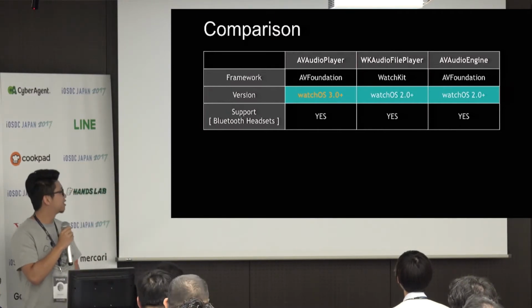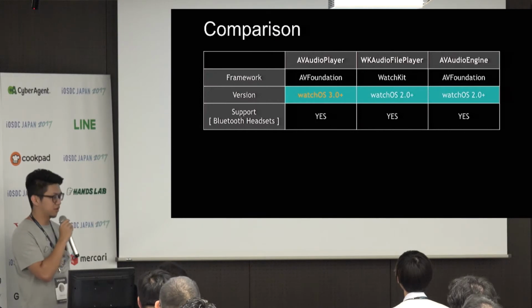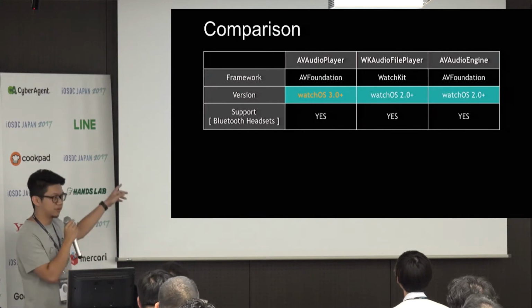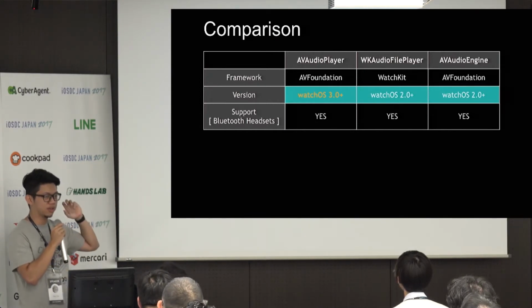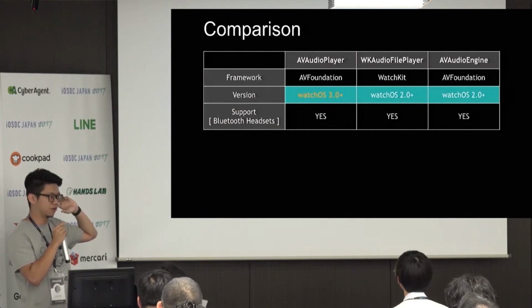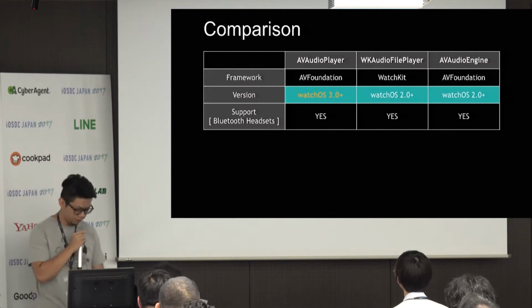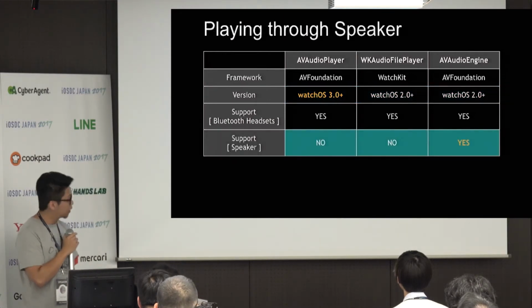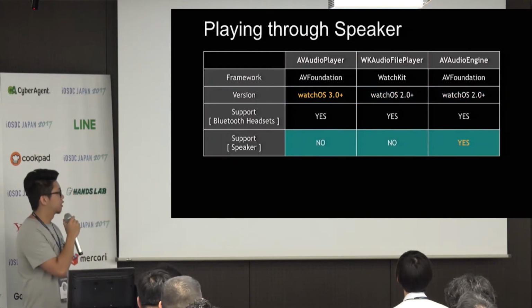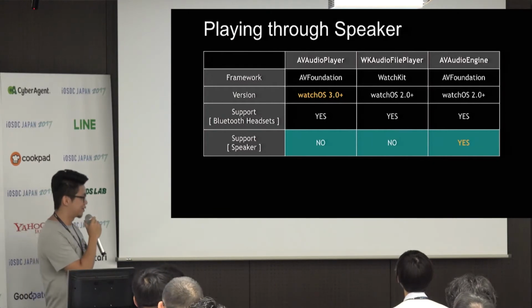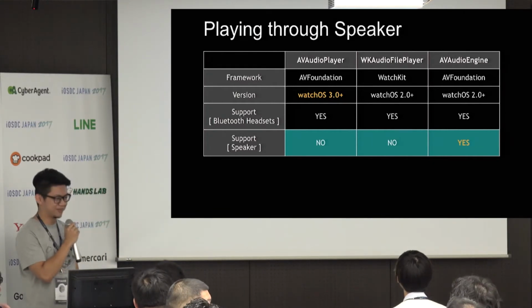Originally, these 3 APIs could only play through Bluetooth headsets, which means you could only use a Bluetooth device like earphones or anything else. But we found that AV Audio Engine can play through the speaker on Apple Watch. So it's very awesome, right?